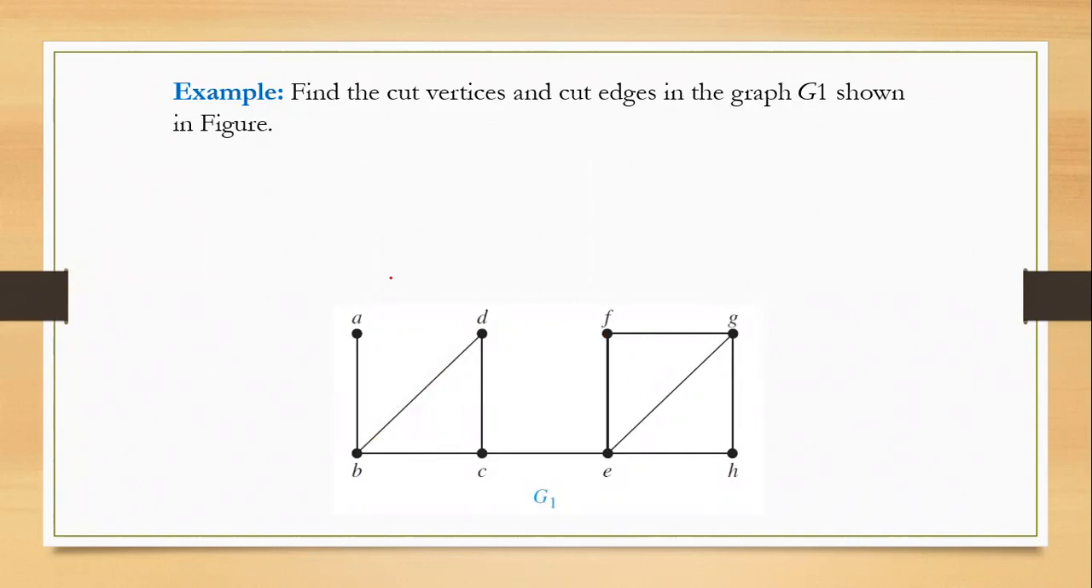If I remove even one vertex in such a way that the graph will be divided into two parts, or I'll get two subgraphs. So if I remove A, the entire graph will still be connected. So if I remove A, it is still connected. What if I remove B?